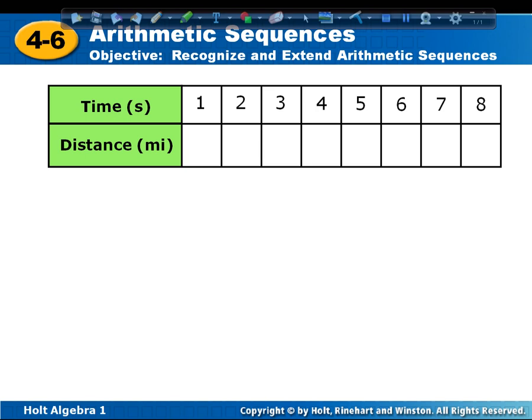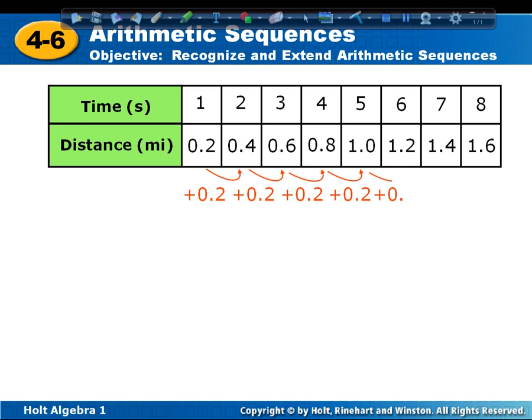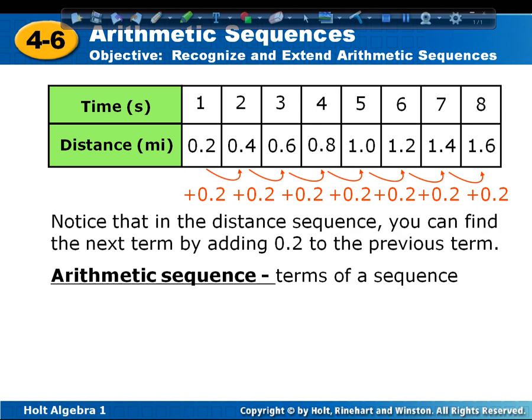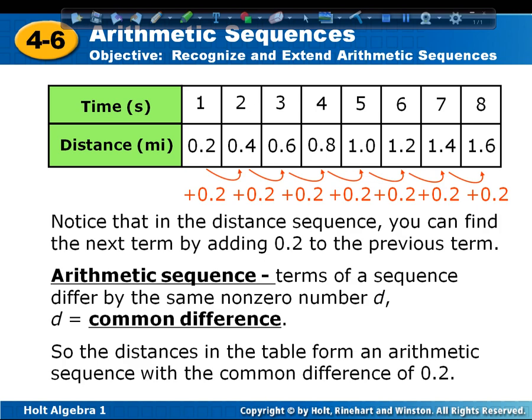Here we have the time in seconds, so 1 second, 2 seconds, 3 seconds, 4 seconds, and the distance in miles. And notice that this forms a sequence or a pattern. Each time to get to the next second, I'm adding 0.2 to the distance in miles. So each time I'm adding 0.2. That makes this an arithmetic sequence. An arithmetic sequence is where you're adding the same number each and every time to get the next number in the pattern. Notice that in the distance sequence you find the next term by adding 0.2 to the previous term.